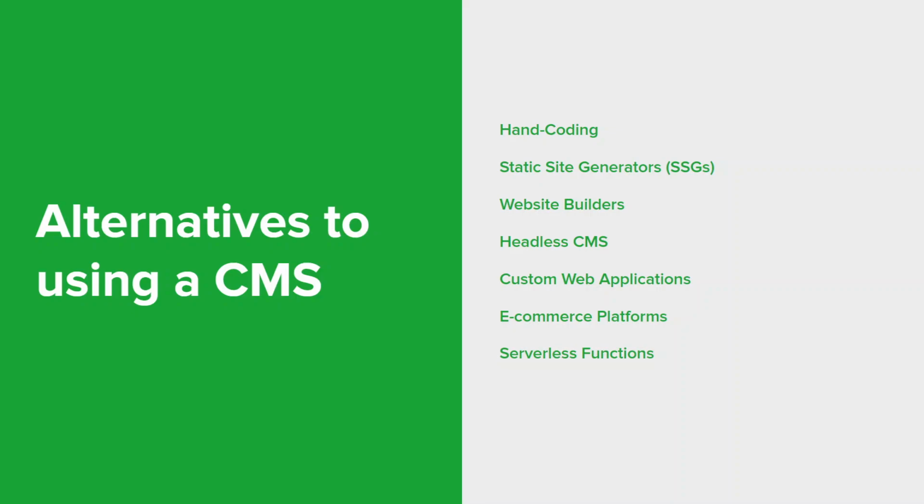And serverless functions like AWS Lambda, Azure Functions, or Netlify Functions allow you to build serverless applications and websites where you can handle content management and generation dynamically in response to user requests.